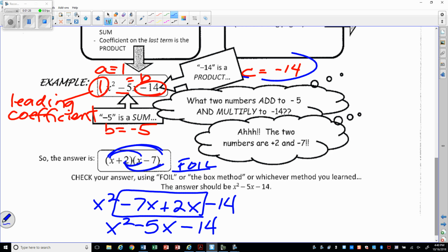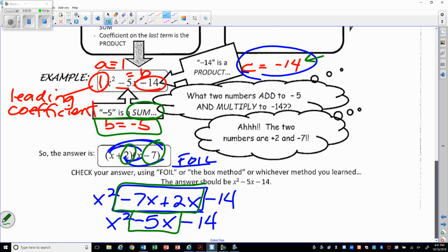So notice to get the c, that was where you're multiplying the 2 times the negative 7, that gives you c. And then to get the middle term, to get b, we added together, we combined these like terms to get a negative 5. All right, so it was a sum. We're going to remember that when we're unfoiling, when we're factoring.